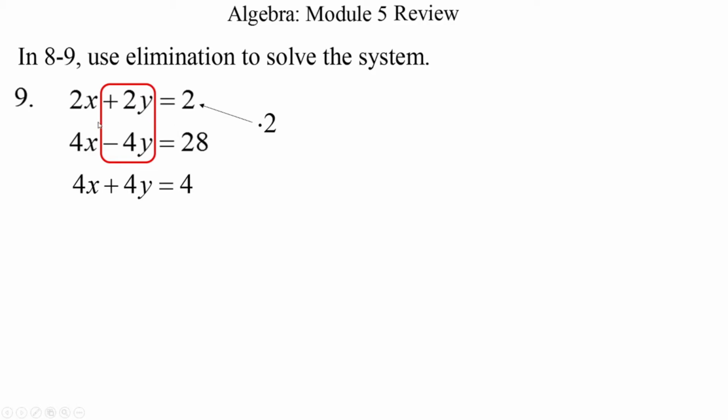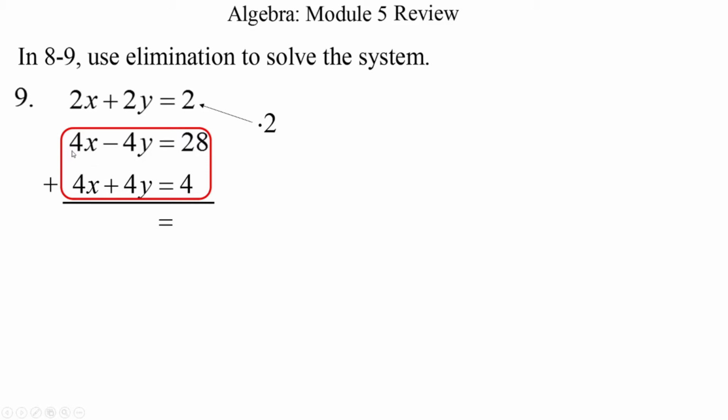Now, here's my system right here. I have 4x and 4x right there, and I have negative 4y and 4y right there. So how about if I add them so my y's cancel? There you go. So now let's rewrite.